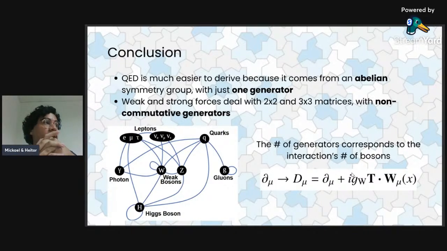That's exactly the question that I have, because this image invites a lot of questions on my side. For example, you said that the non-abelian bosons interact with themselves because they are non-abelian. But in the case of the Z, why doesn't it interact with itself? Yeah, it doesn't carry charge.